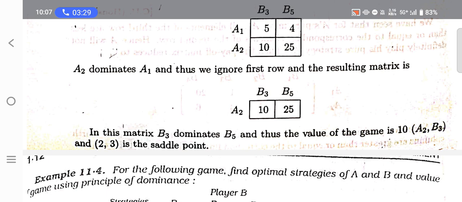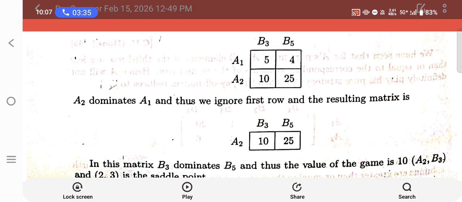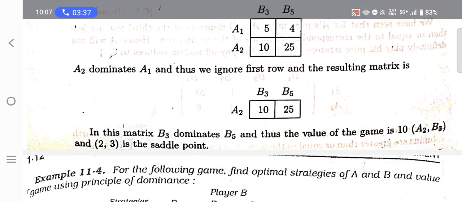So we have the player A with the A2 strategy and player B with B3 strategy. The value is 10 and 10 is the saddle point of the game. Okay, so here in this matrix the B3 dominates the B5 and thus the value of the game is 10, that is the A2 B3, and 2 3 is the saddle point of the game.